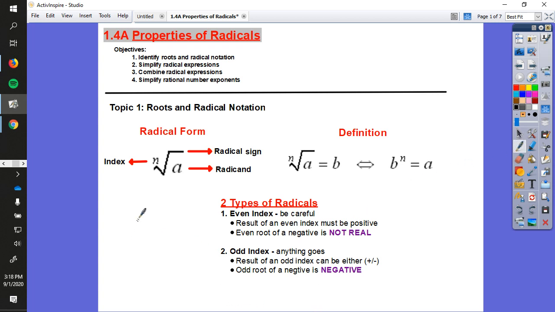All right, we're going to be looking at 1.4a, properties of radicals. So we just finished with exponents and radicals. We're going to jump in. There's going to be a lot of connections, hopefully you see. But that's what we're going to take a look at.